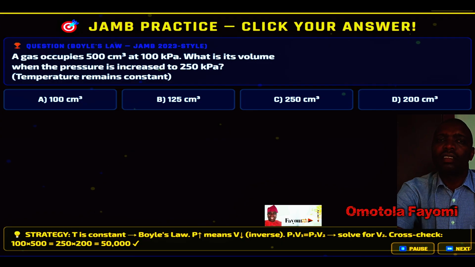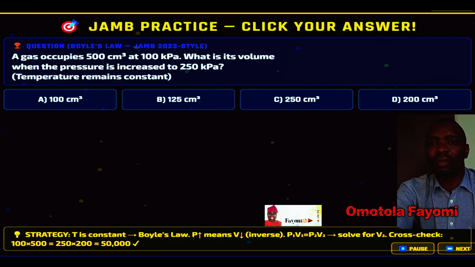Here is the working. Temperature is constant, so we use Boyle's law. P1 V1 equals P2 V2. P1 is 100, V1 is 500, P2 is 250. So 100 times 500 equals 250 times V2. That gives 50,000 equals 250 times V2. V2 equals 50,000 divided by 250, which is 200 cm3.